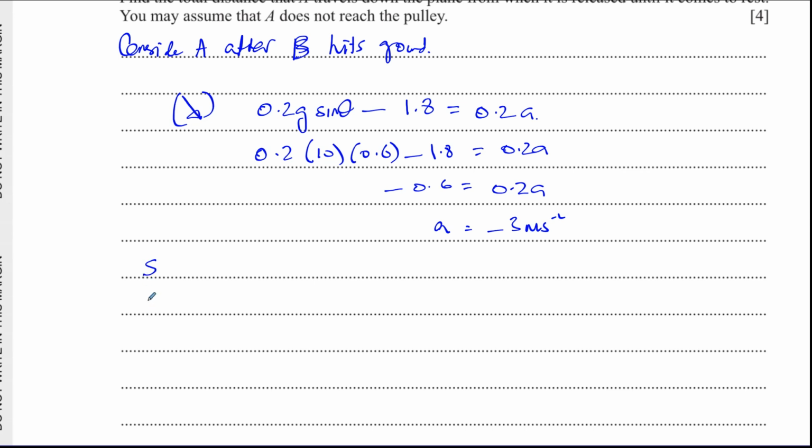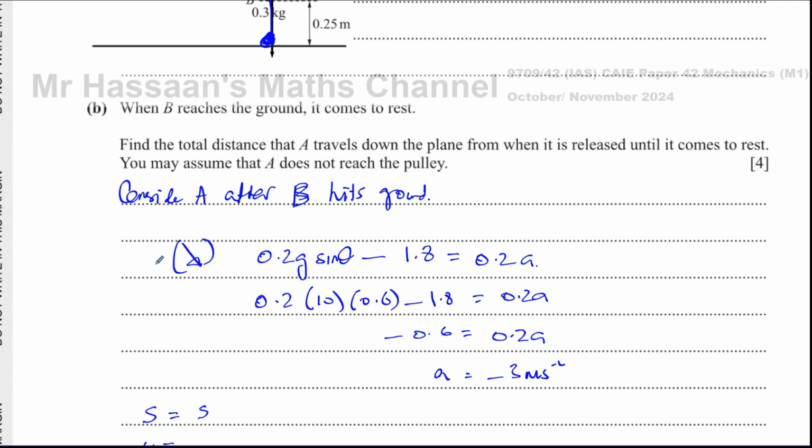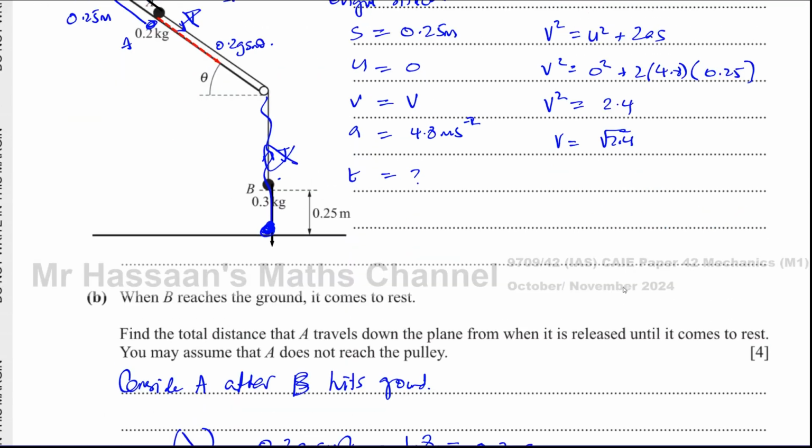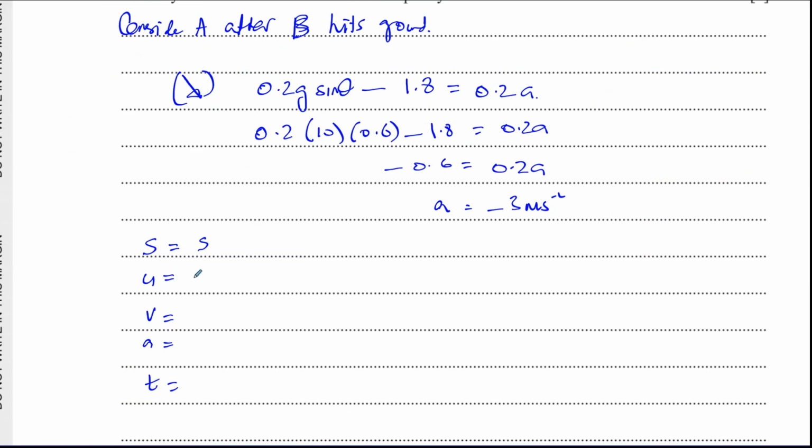So now we have a new situation and we've got to find how far it moves down the plane, because it's decelerating, and it's not going to reach the pulley, so it's going to come to rest before the pulley. So s is what we're trying to find. u was the speed at the point at which B hit the ground, which we worked out to be the square root of 2.4. v is its speed when it comes to rest, which is 0. a is its new acceleration, which is negative 3, and time, I don't think we need it.